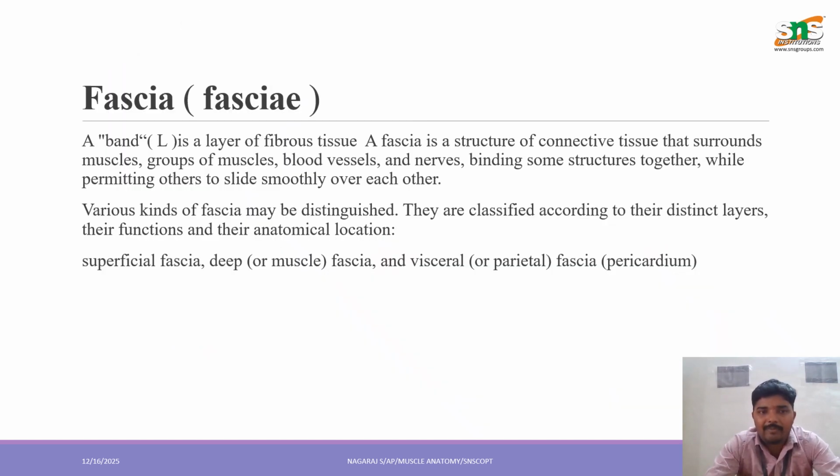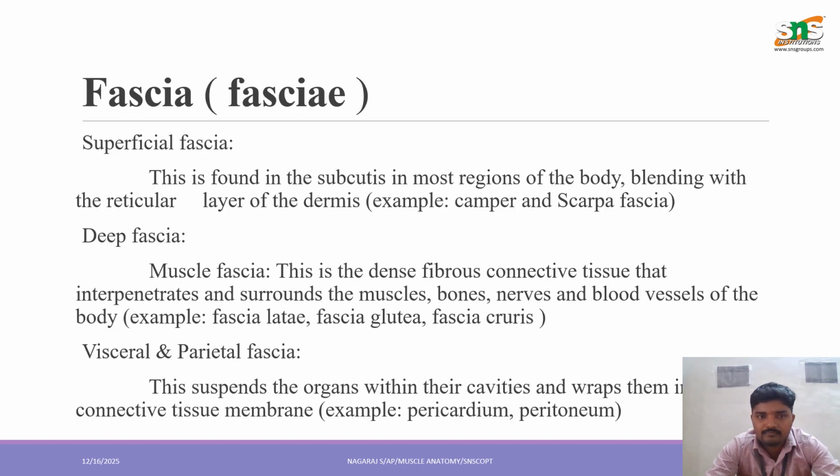Fascia is like a layer or band of tissue. It is a structure of connective tissue that surrounds muscles, groups of muscles, blood vessels and nerves, binding some structures together while permitting them to slide smoothly over each other. Various kinds of fascia may be distinguished and classified according to their layer, function and anatomic location: superficial fascia, deep fascia, visceral fascia, and parietal fascia. The superficial fascia is found in the subcutaneous tissue in most regions of the body, blending with the reticular layer of the dermis.